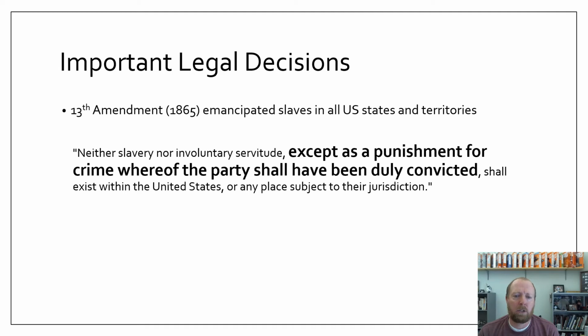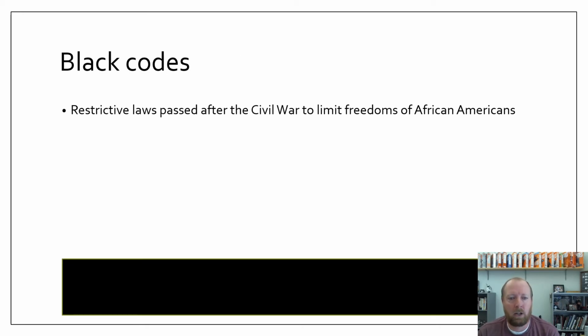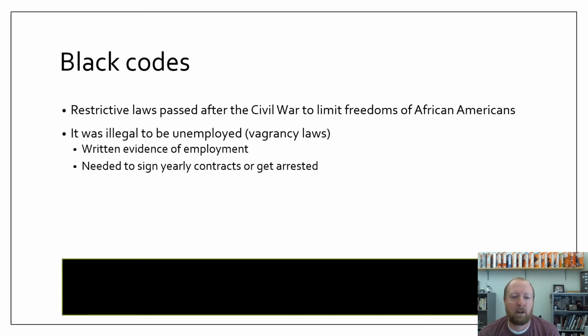Now, it's also important to note these important legal decisions. This is the 13th Amendment. Again, it frees slavery. It's the emancipation of all slaves in the United States. But it has this clause, except as a punishment for a crime whereof the party shall have been duly convicted. Using this, the South begins to establish what they call black codes. These are restrictive laws passed after the Civil War to limit the freedoms of African Americans.